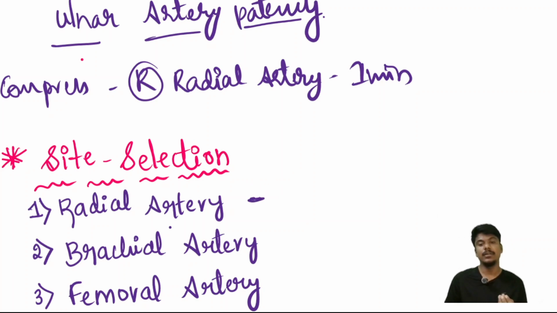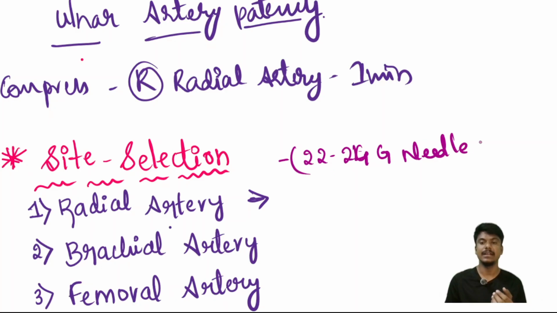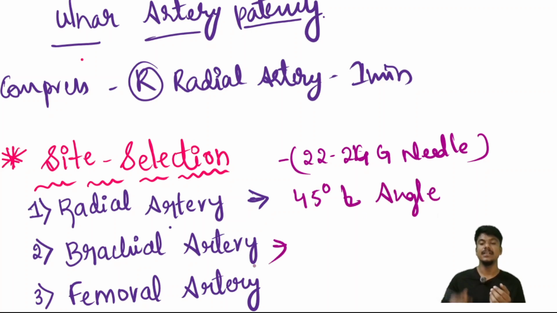After that, what about the site, depth of insertion, how to hold the needle, and which gauge needle to use for taking the arterial blood sample? Usually we'll take a 22 to 24 gauge needle and prick the radial artery at a 45-degree angle. If you want to puncture the radial artery, you should make an angle of 45 degrees. Then you should prick the radial artery.